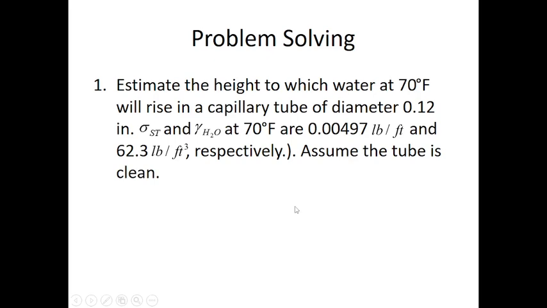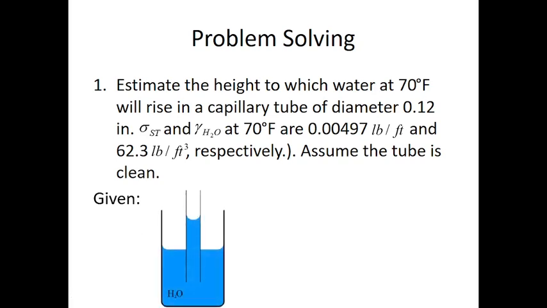So let's answer a problem regarding capillary action. Estimate the height to which water at 70 degrees Fahrenheit will rise in a capillary tube of diameter 0.12 inches. The surface tension and specific weight of water at 70 degrees Fahrenheit are 0.00497 pound per foot and 62.3 pounds per cubic foot respectively. Assume the tube is clean.